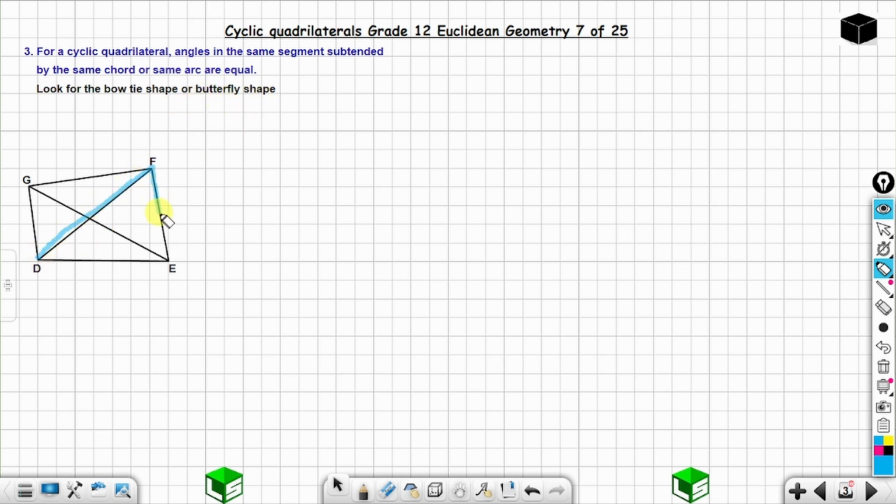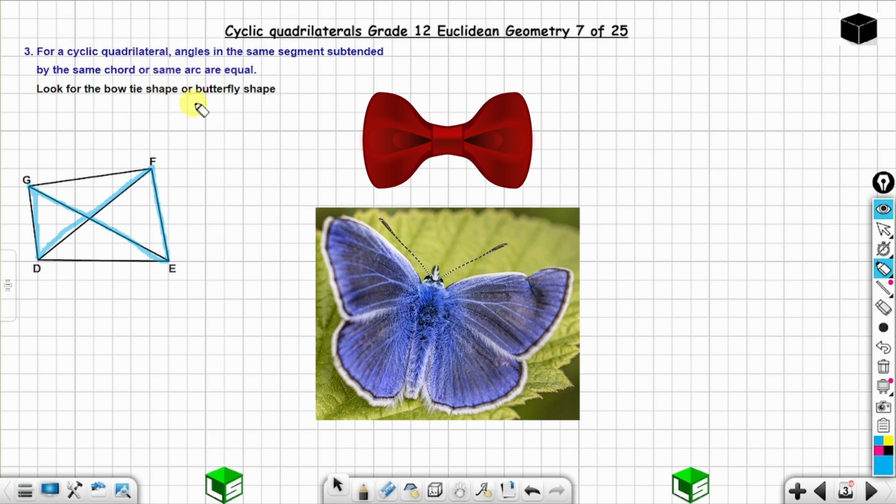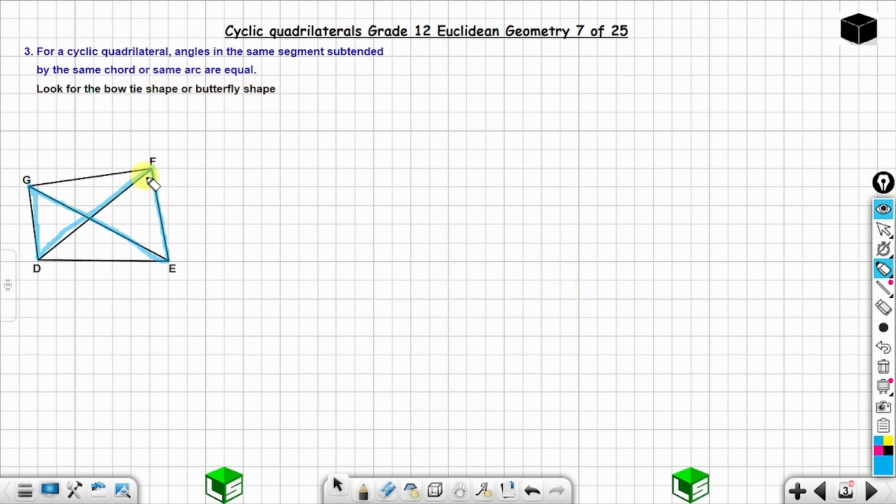Can you see this? This is some sort of bow tie shape or butterfly shape. Whenever you have lines crossing inside a quadrilateral, you have to think of the third way. So this is how you are going to go about proving this quadrilateral to be cyclic. Let me erase this. You can use any side. The sides are going to be your chords if you have a circle drawn around.